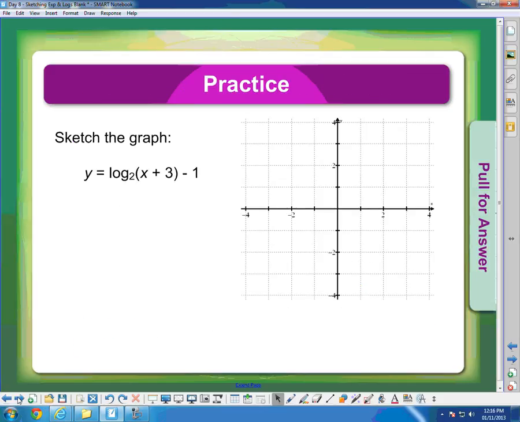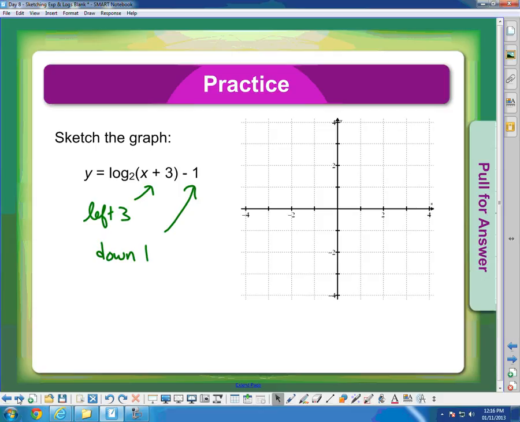So then we get to this stage where it's log base 2 of x plus 3, minus 1. So I know that we could probably identify these pretty quickly. We see it's plus 3 and it's inside. So that means it moves left 3. And this part tells me it moves down 1.